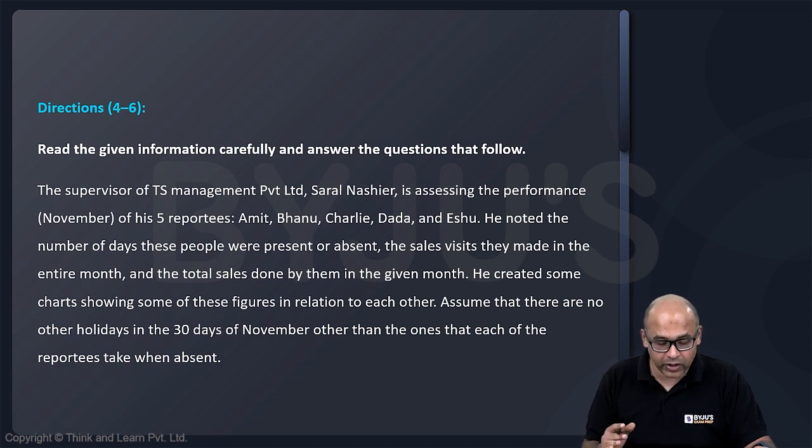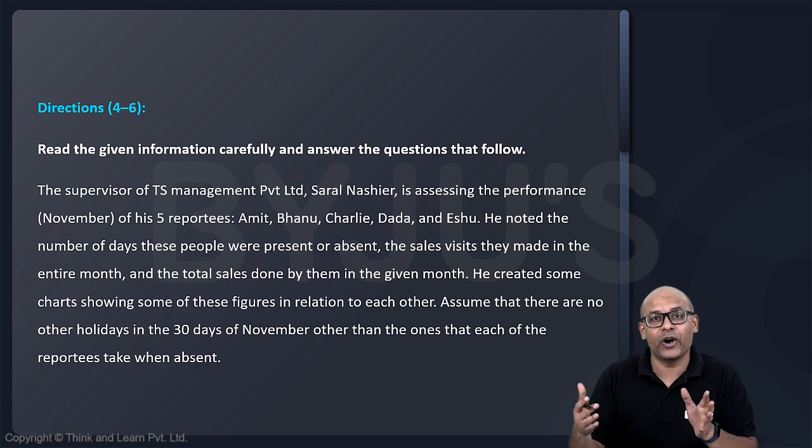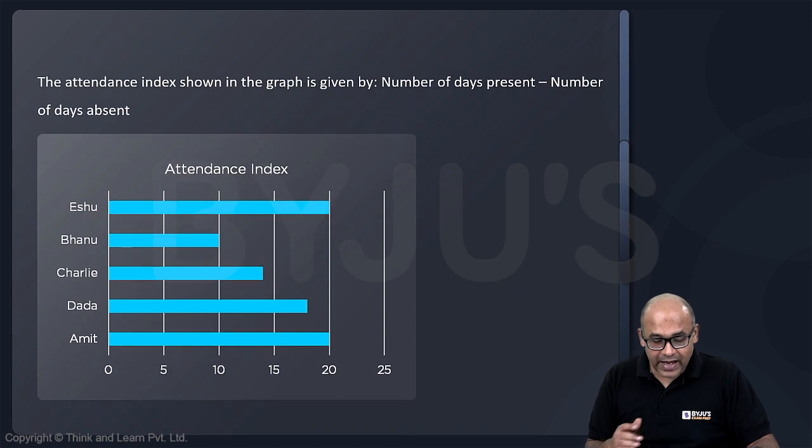He created some charts showing some of these figures related to each other. Assume that there are no other holidays in the 30 days of November other than the ones that each of these reportees take when absent. So they are working for the entire 30 days or they are absent. There is no weekend off, no Saturday, Sunday off, nothing like that. Okay. Now this question has 2 or 3 charts.